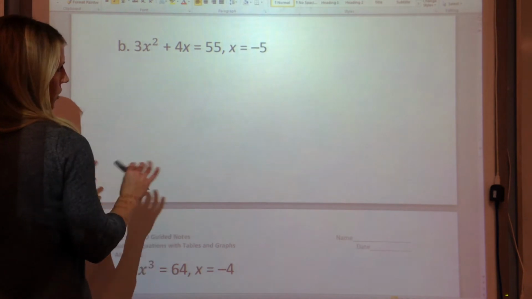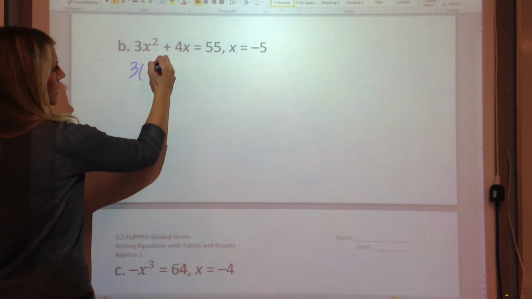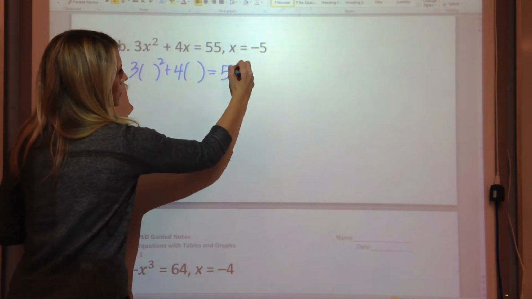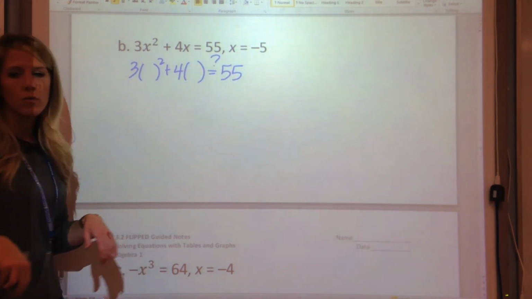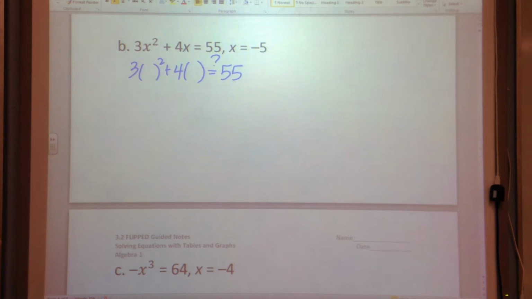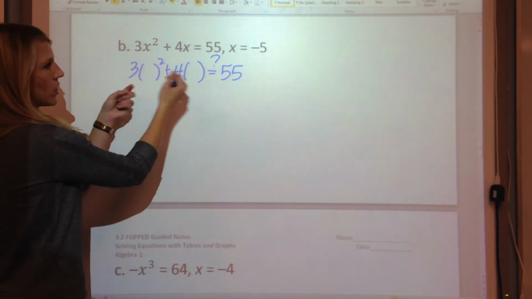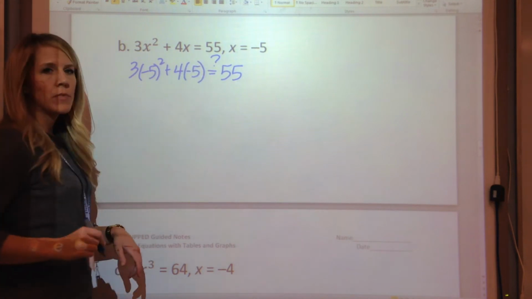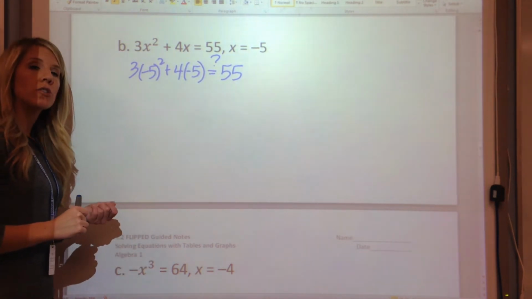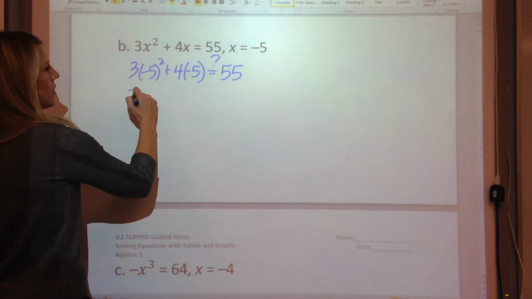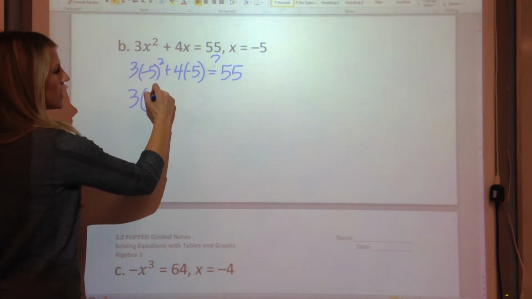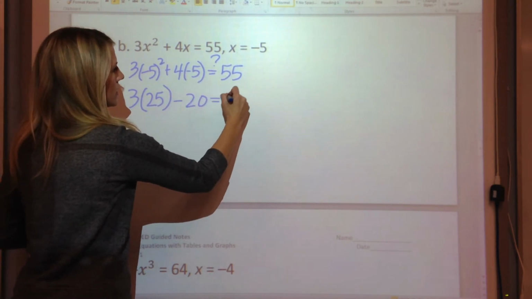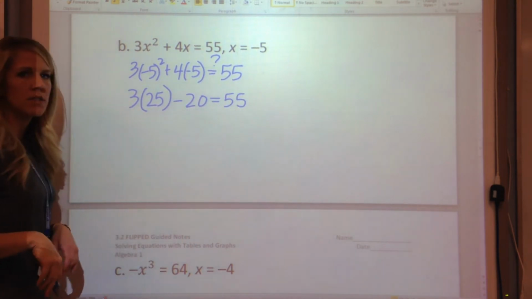So again, just to kind of recap what I like to do, I like to just go ahead and leave a space where I'm plugging in my x value. And again, we're asking, does this equal 55? Well, what is x? x is negative 5. So where I left those parentheses, I'm going to go back and fill in. And now it's a matter of order of operations. So, exponents. Negative 5 times negative 5 is 25. 4 times negative 5 is negative 20. And does that equal 55 as we continue to simplify?